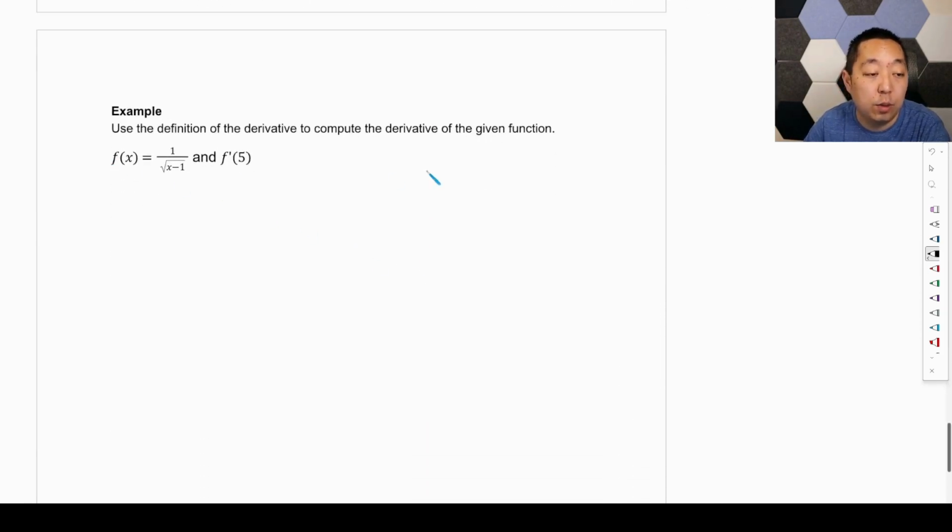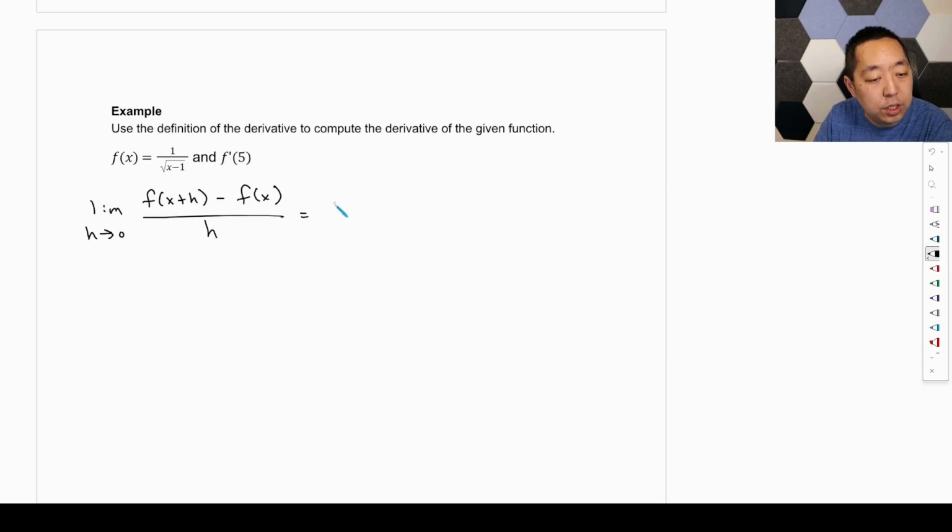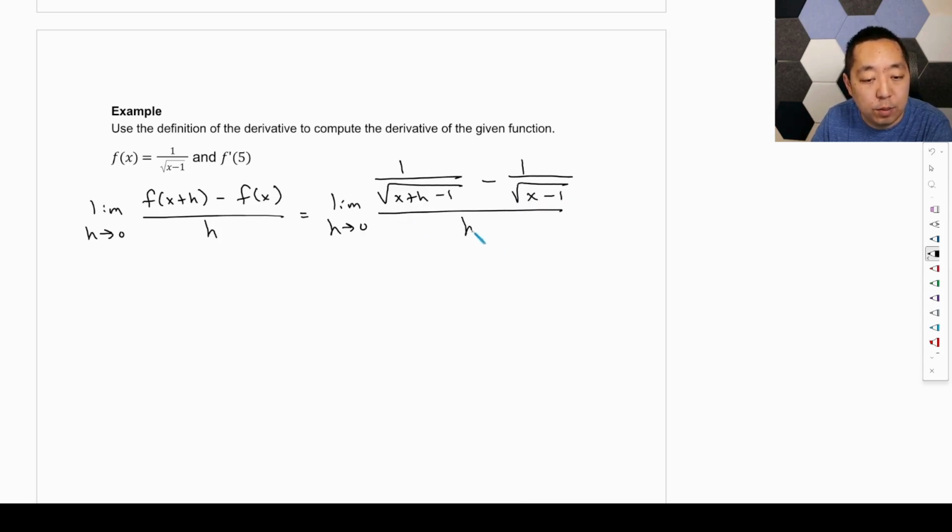Okay, let's take a look at another one. Use the definition of the derivative to compute. Same thing. Limit as h approaches 0, f of x plus h minus f of x over h. That's going to be the limit as h approaches 0. So when we plug in x plus h into there, it's going to be 1 over square root of x plus h minus 1. This one, f of x, is going to be 1 over square root of x minus 1, and then all of that divided by h.